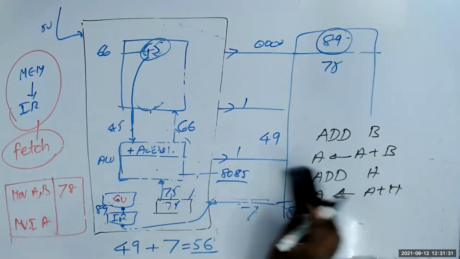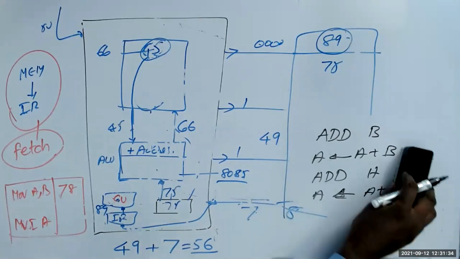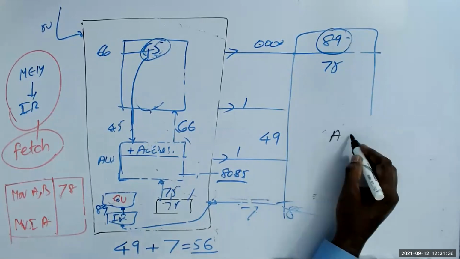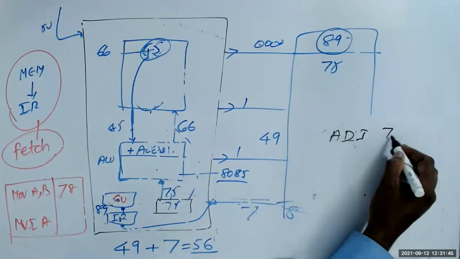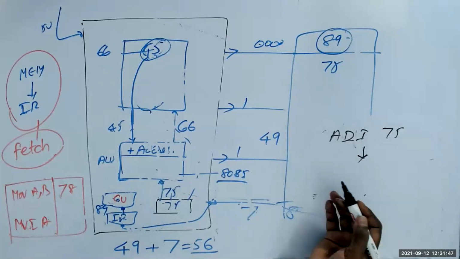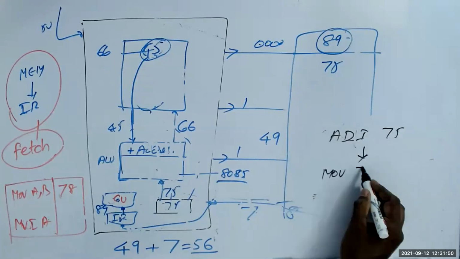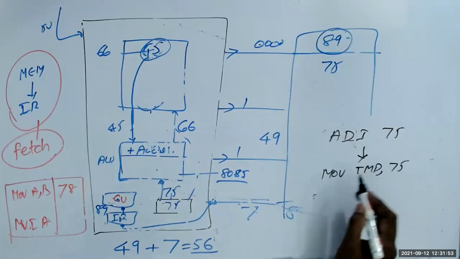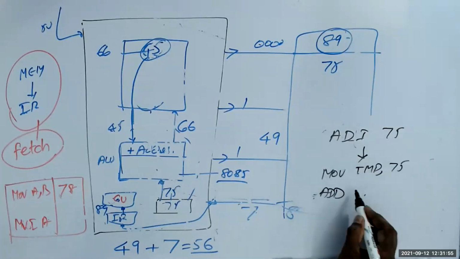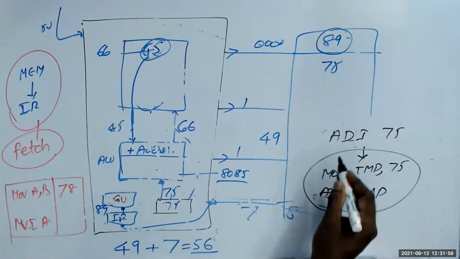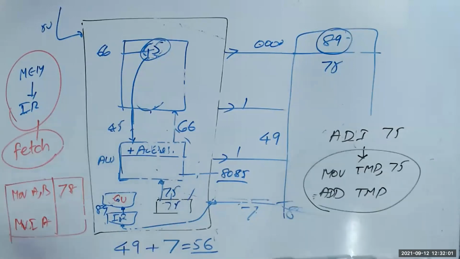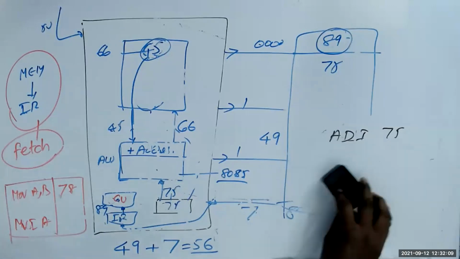Now, if I do add immediate 75, this is actually like this: move temp comma 75, add temp. You understand? This is a split of this instruction, but you don't see that. They do it automatically. That's the way the instruction has been designed, the control unit design.